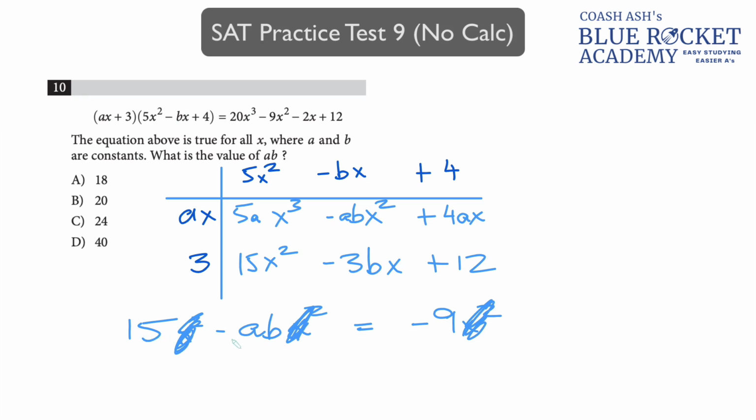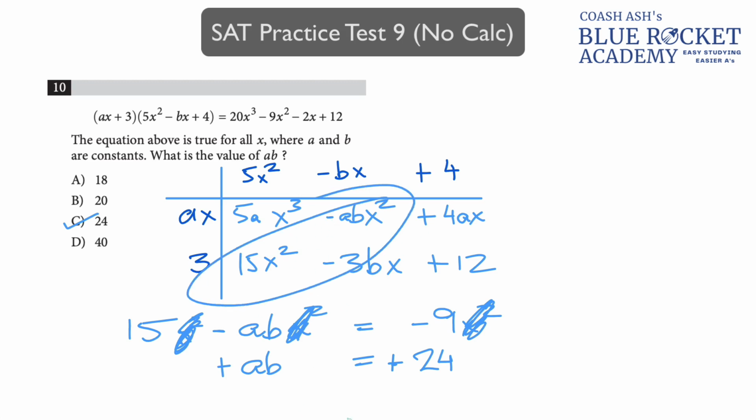And so therefore you get 15 minus AB is equal to negative 9. So subtract 15 from both sides. So minus minus, this is gone. So therefore you get negative AB is equal to negative 24. And then minus minus becomes a plus plus. So AB is equal to 24. And you got this as your answer. You don't even need to find the A or the B separately. You just need to be smart about this and you can multiply it and get your answer.